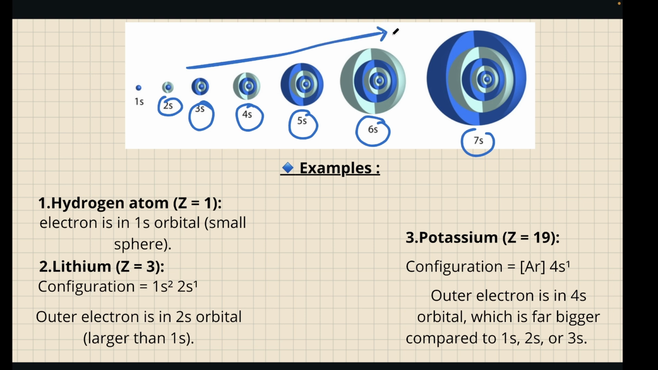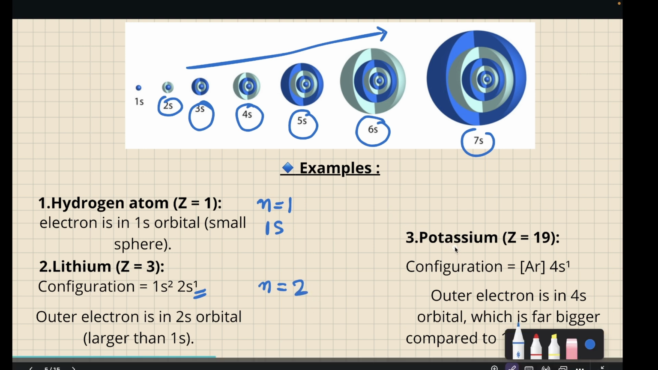As an example, take hydrogen, which has atomic number 1. Its electron goes in the first shell, so the principal quantum number n is 1 and the subshell is 1s. In the next example, lithium, which has atomic number 3, its electronic configuration is 1s2, 2s1. So the last electron goes in the 2s subshell, in the second shell, for which the principal quantum number is 2.